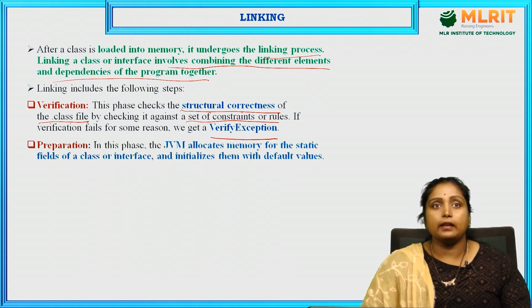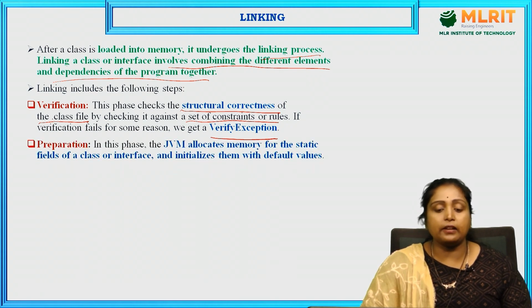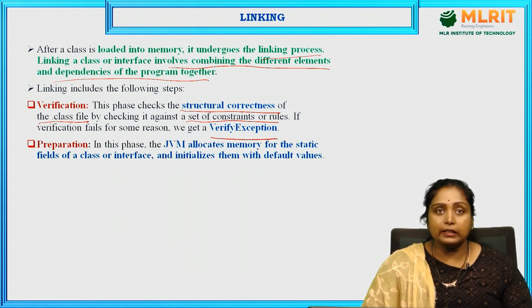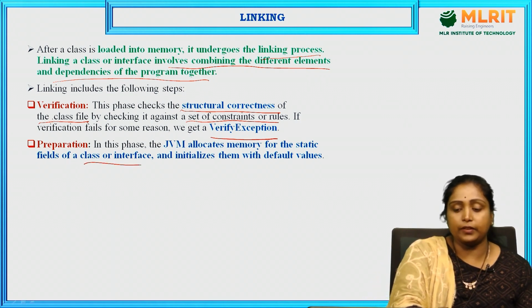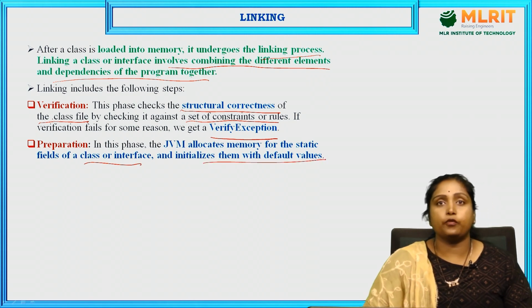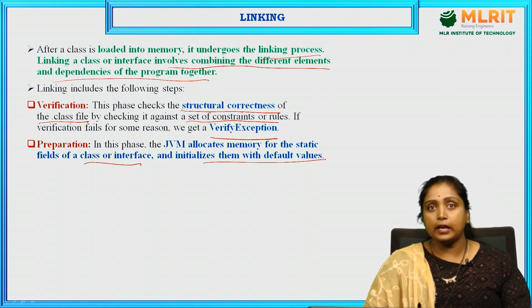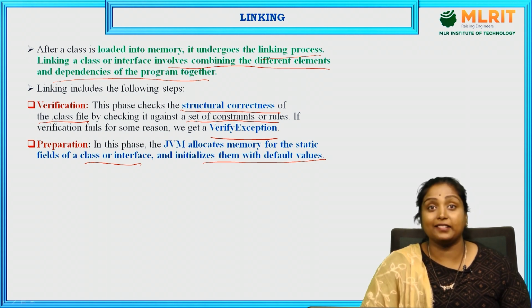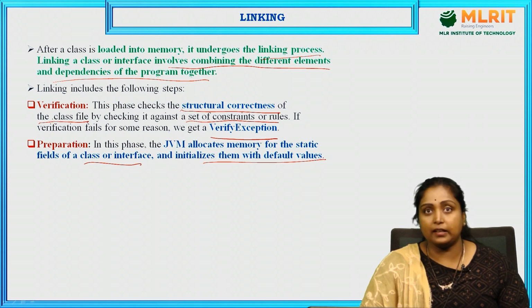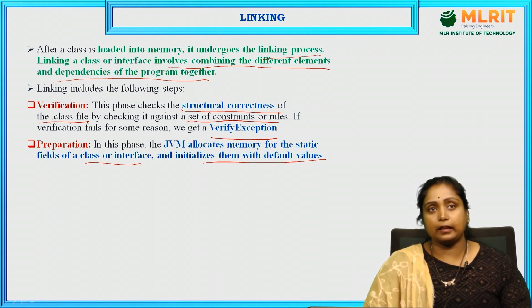Okay. Next, after everything is correct, it will go to preparation. Here the JVM allocates memory for the static fields of the class or interface and initializes them with the default values. If any static fields are there, it will allocate memory for them and initialize the default values.